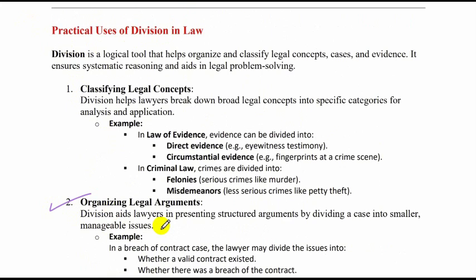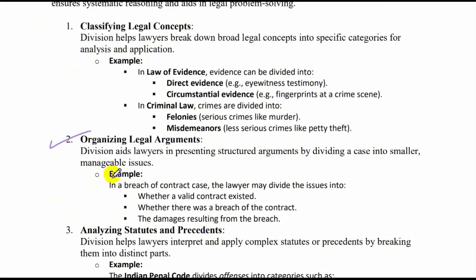The second part is organizing legal arguments. Division aids lawyers in presenting structured arguments by dividing a case into smaller, manageable issues. For example, in a breach of contract case, the lawyer may divide the issues into whether a valid contract exists, whether there was a breach of the contract, and what are the damages resulting from the breach, and so on. So, when we use division, we are breaking down the legal arguments into subcategories.